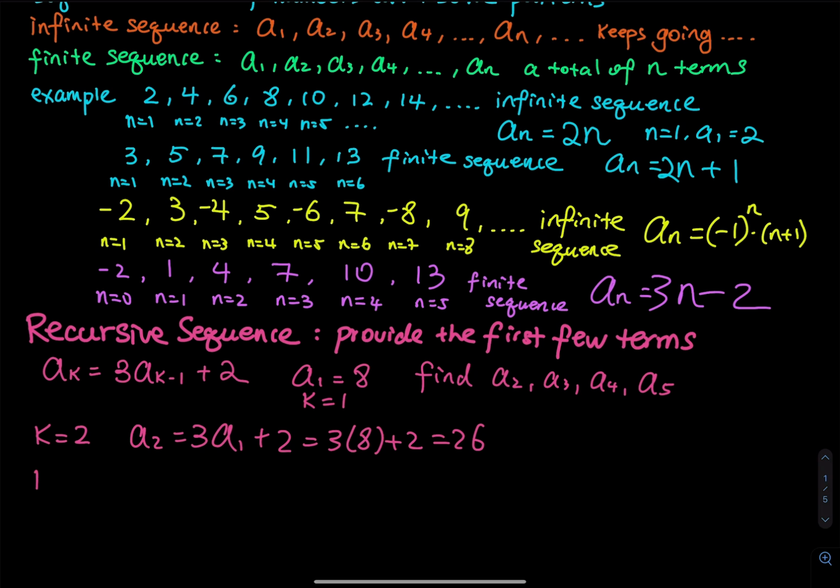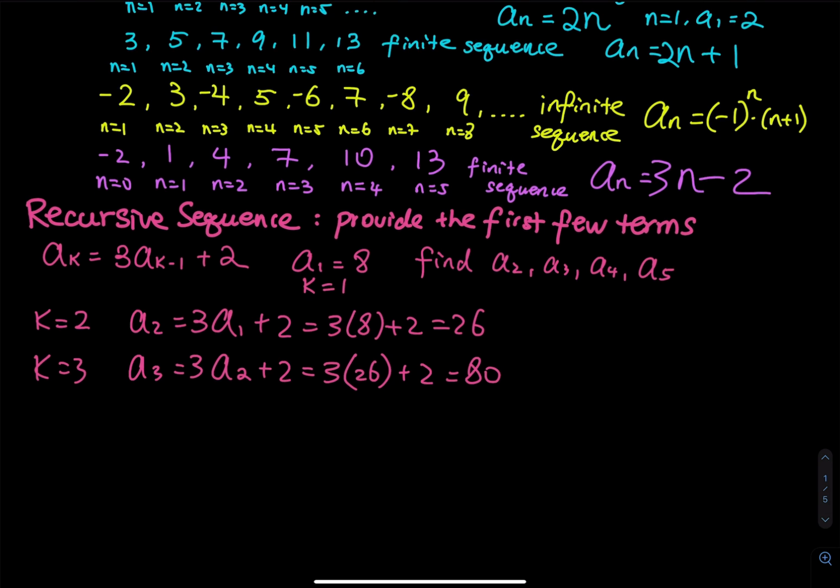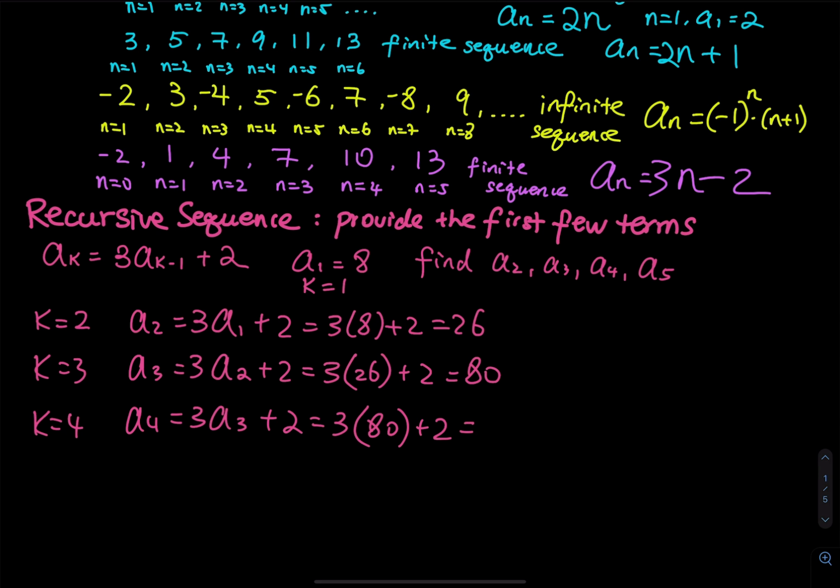And then when k is equal to 3, we have a of 3 equals 3 times a of 2, plus 2. Then this is 3 times a of 2, we just got that. That is 3 times 5 plus 2. This is equal to 17. And then when k is equal to 4, we have a of 4 equals 3 times a of 4 minus 1, plus 2. This is 3 times a of 3, which is 17, and then plus 2.